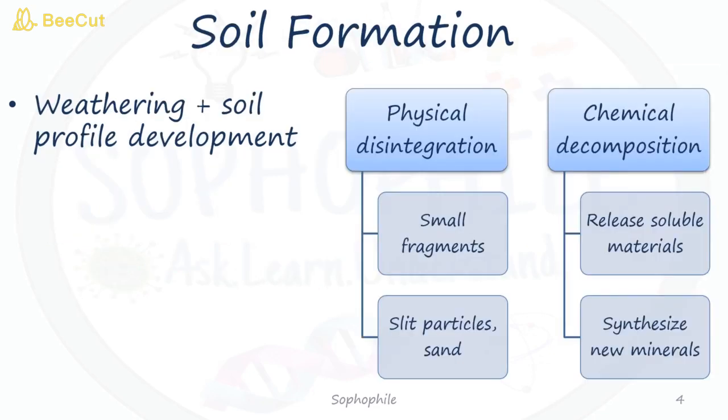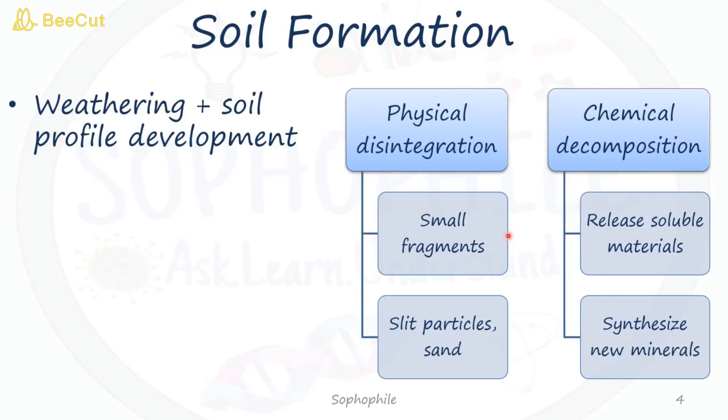So now, how is soil formed? There are two main processes of soil formation. First is weathering of rocks and second is soil profile development. We are going to learn soil profile development in the later part of this video. So now, what is weathering? Weathering consists of two sub-processes. First is physical disintegration and second is chemical decomposition.